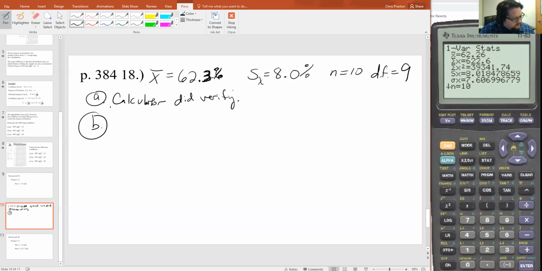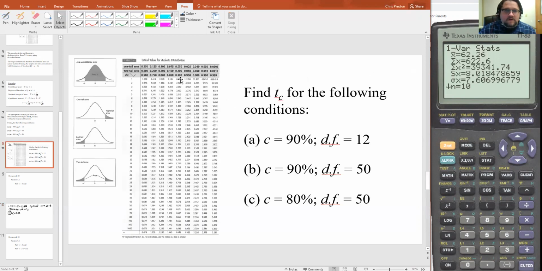B, use a 90% confidence interval, so c equals 0.90, for the population mean percentage of hospitals providing at least some charitable care. So I need to go to my t table and look for 9 degrees of freedom and a confidence level of 0.90. I'm going to cross-reference that: 1.833. It's kind of hard to see because I made it smaller so I could have my calculator up here, but it's 1.833.